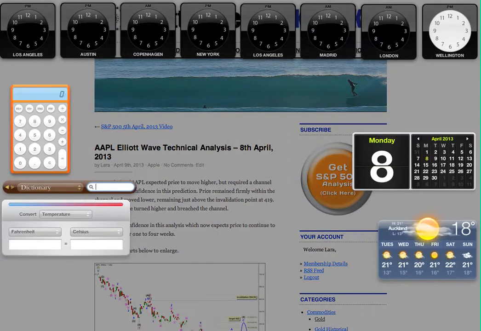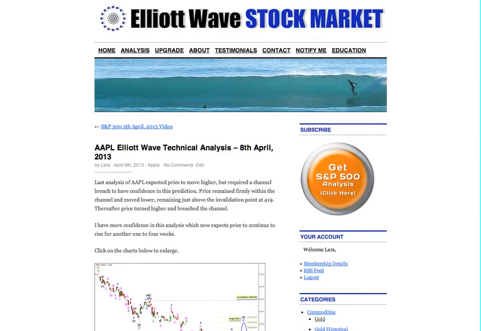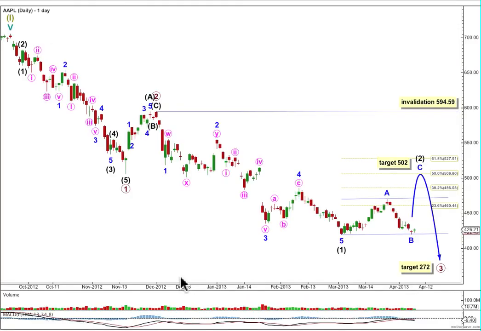I'm recording this video now, 9:45 almost in the evening New York time on Monday the 8th. My main wave count remains pretty much the same. We got just a little bit more downwards movement. This B wave has moved lower, but it's remained above the invalidation point at 419. I expect we finally have a trend change now.